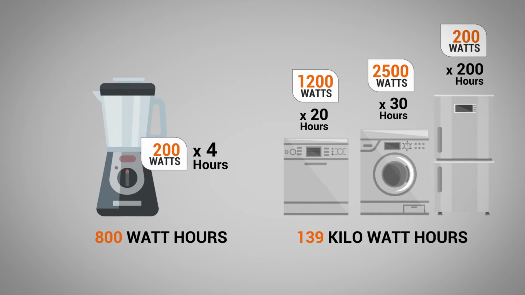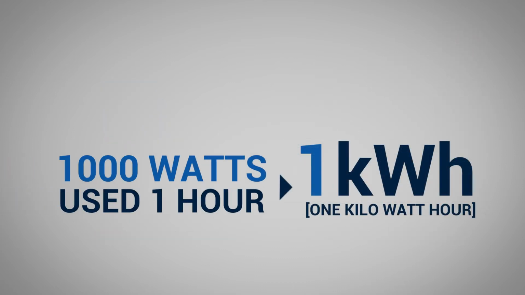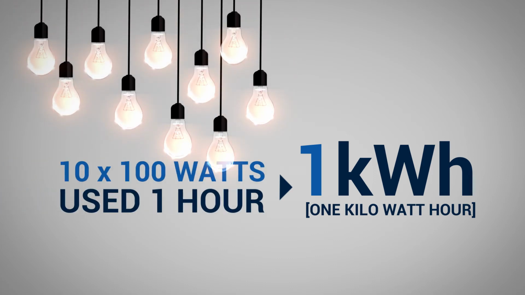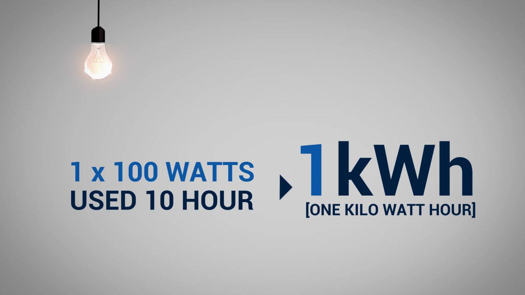Let's illustrate this with a couple of examples. A kilowatt-hour is 1,000 watts used over 1 hour. If you burned 10 100-watt bulbs for 1 hour, you would use 1 kilowatt-hour of energy. Or if you forgot to turn off a single 100-watt bulb for 10 hours, you would also burn a kilowatt-hour of electricity.